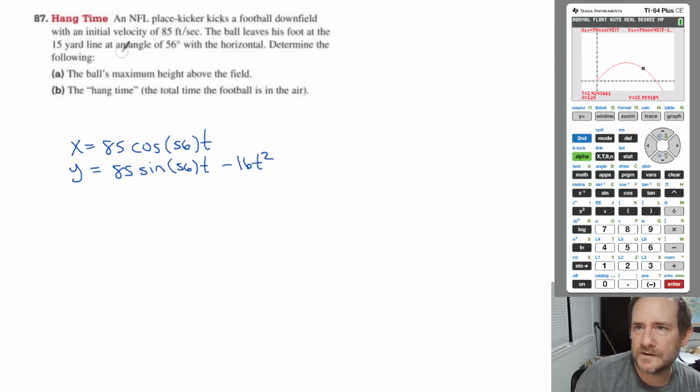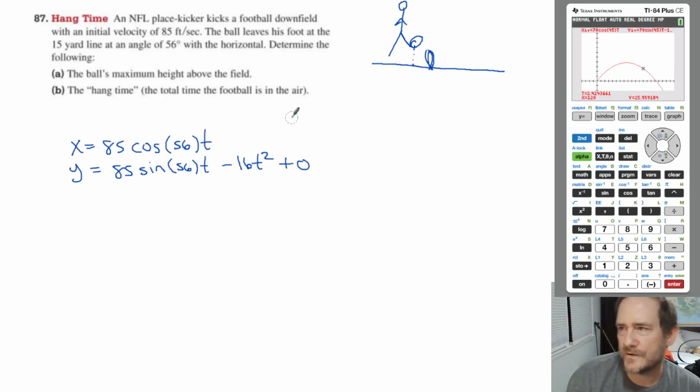A place kicker should have some kind of initial height. I don't know a ton about football, but if this guy was punting, if he was a punter, then he's holding the ball and drops it onto his foot, and there would be some initial height. I guess a place kicker kicks it off the ground, so I guess it's 0. You guys would know to think about that, I hope.